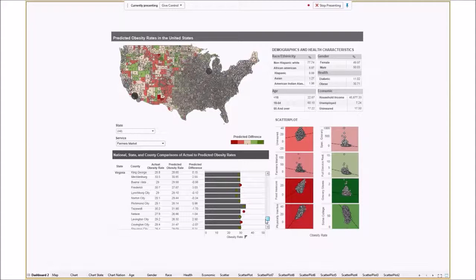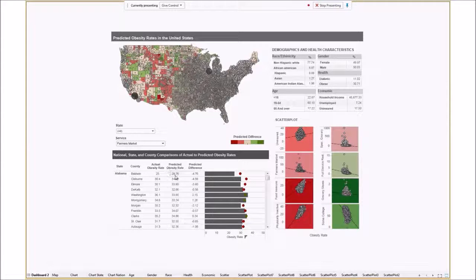So you can see the actual obesity rate, the predicted obesity rate, and then the predicted difference between the predicted and actual. And then a bar chart indicating the actual obesity rate and then the predicted obesity rate. Red indicates an increase in predicted obesity rate, and green indicates a decrease in predicted obesity rate.